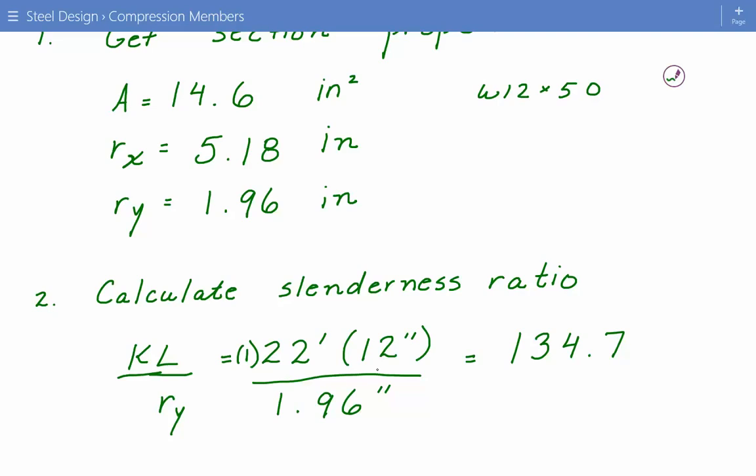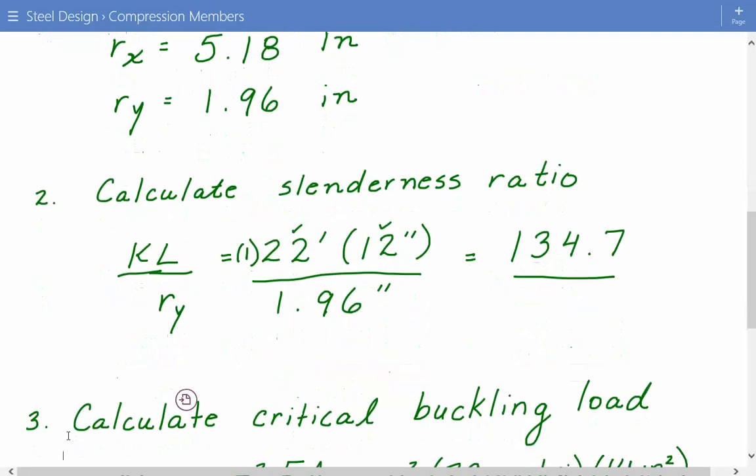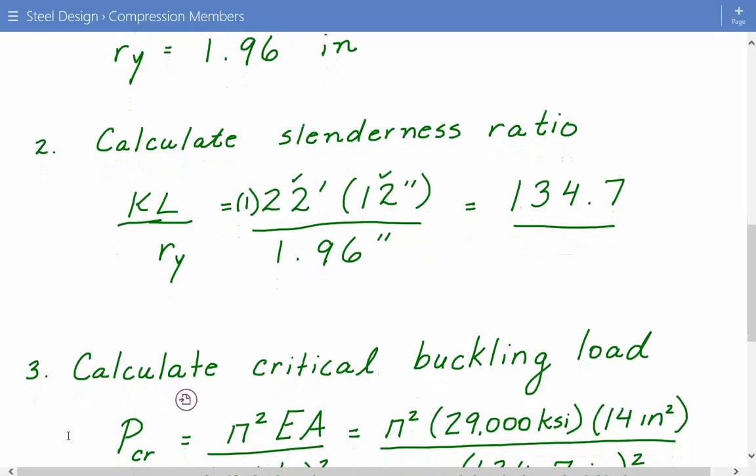So K is just the effective length factor. For a pin condition, it's 1, and the length is 22 feet, and we convert that to inches by multiplying it by 12 inches, and we divide it by r_y, which is 1.96 inches, and we get 134.7 as our slenderness ratio.